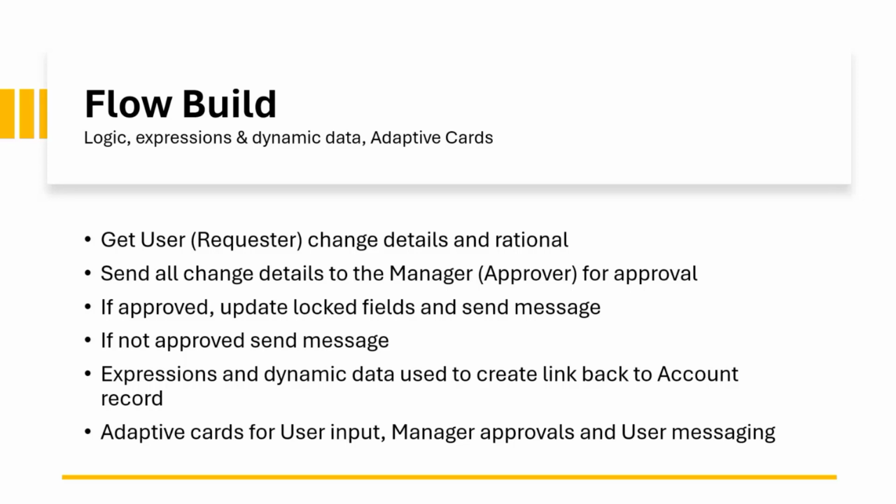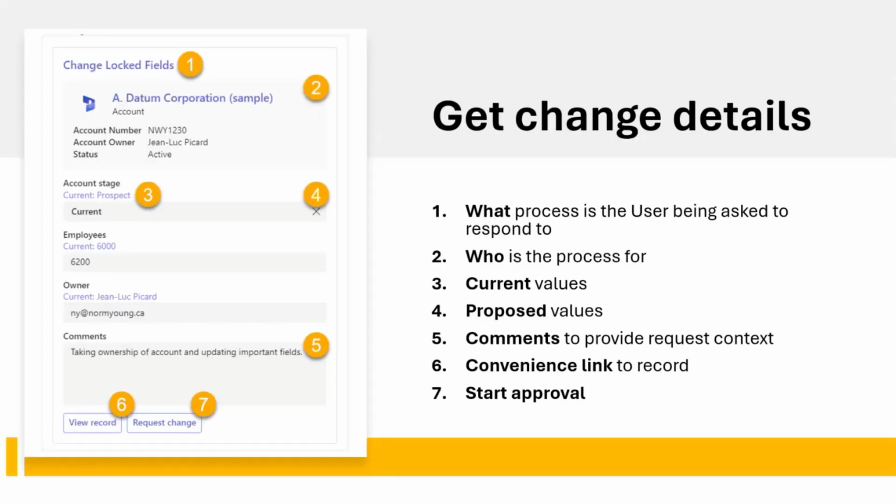So we spend a lot of time building up expressions and using dynamic data to create those links of convenience for the users. And then finally, we'll build out adaptive cards for user input, manager approvals, and finally the messaging. So the first card that we saw was to get the change details. This is the one that is sent to the user when they start that process.